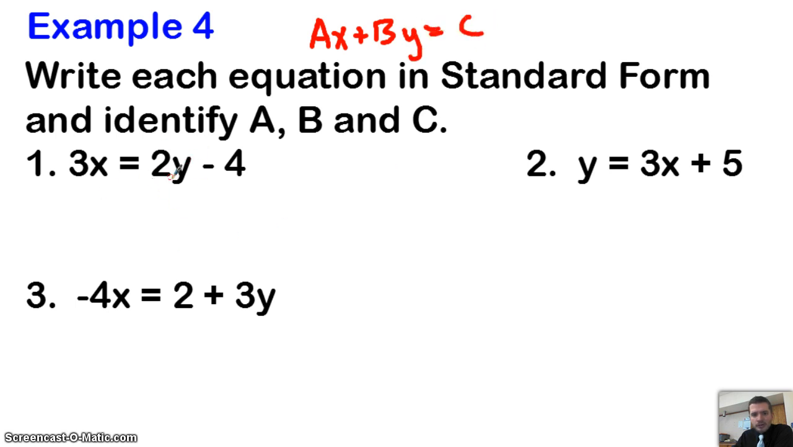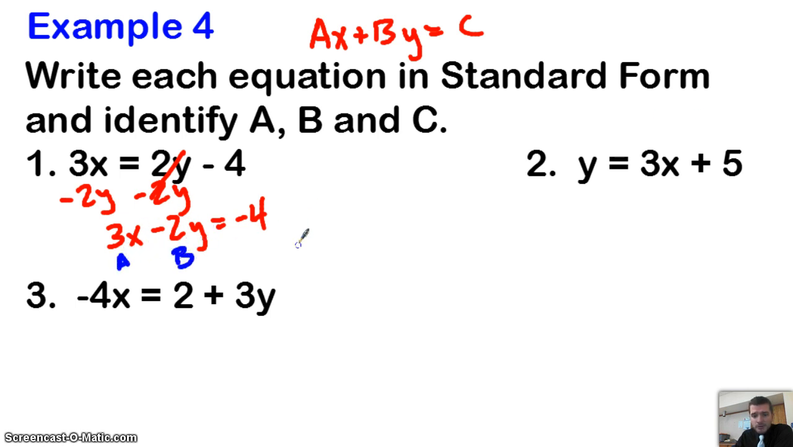Alright, you see my y's over here. Remember our practice from literal equations, in order to move anything we have to add or subtract it. So it's a positive 2y. I'm going to subtract it over. So subtract 2y, these cancel. So it would be 3x minus 2y equals negative 4. I'll use a different color here just for a second. This is going to be a, this will be b. B is negative 2, be careful here. And then c is negative 4.